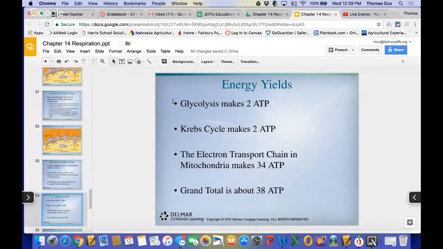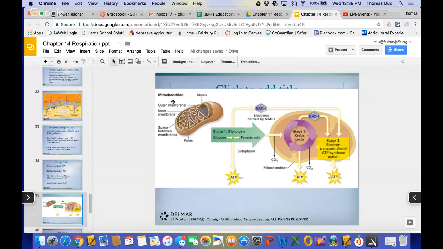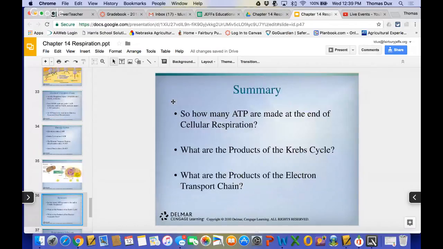So this is what our energy is yielding in terms of cell respiration. We have 1 glucose molecule, goes through glycolysis, can make 2 ATP, goes through the Krebs cycle, can make 2 ATP. Then in the electron transport chain of cell respiration, the mitochondria makes 34. So what's 34 plus 4? We get about a grand total of 38 ATP that are yielded or made in cell respiration.